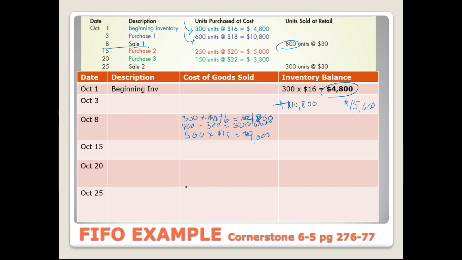So now figure out what was left in ending inventory. Do I have anything left of this first grouping? Nope, I've sold them all. So there's nothing left there.